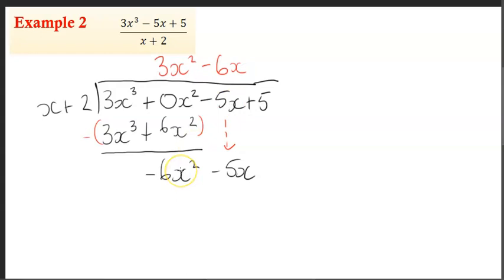Okay, so we have minus 6x. So we've got the second part of our quotient. And then we go ahead and we just multiply this term here, the divisor, with this new minus 6x. We are done with this.